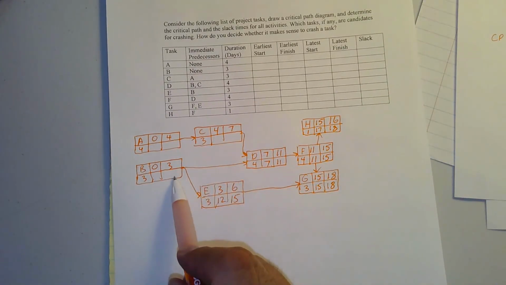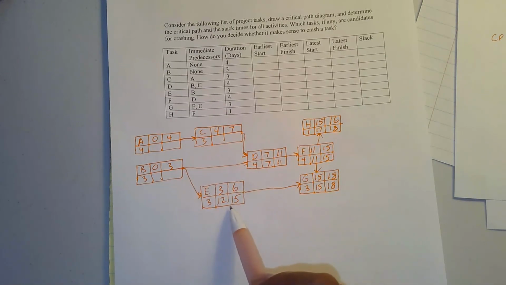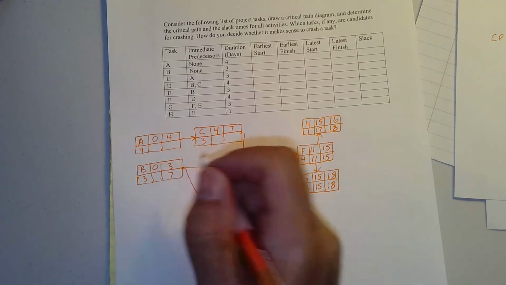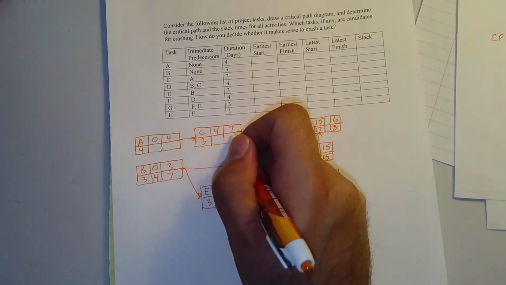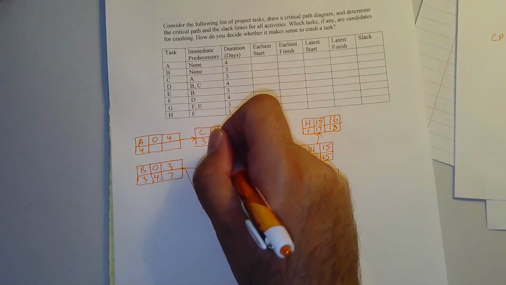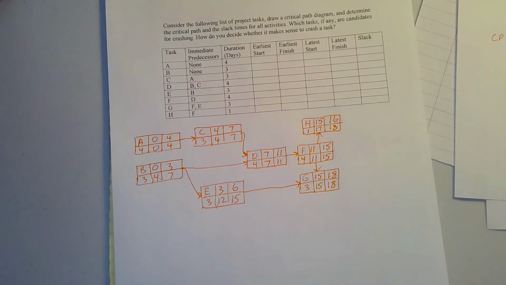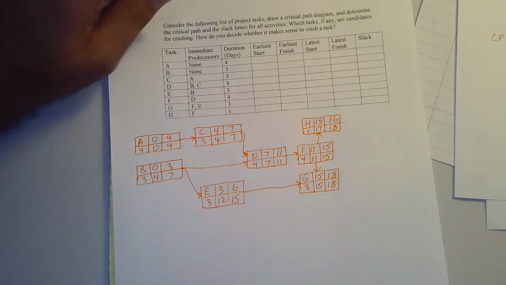B has to end by the minimum of 7 and 12, so it has to end by time 7, which means it better start by time 4. Up here, C has to end by time 7, which means it has to start by time 4, which means A has to end by 4, so it has to start by 0. So I've finished the method.